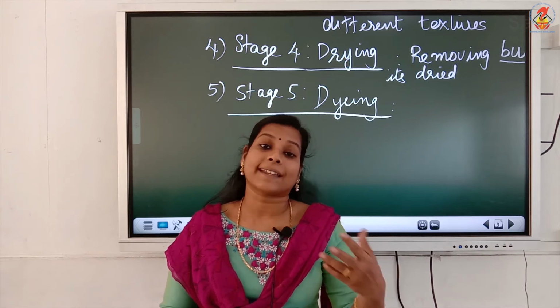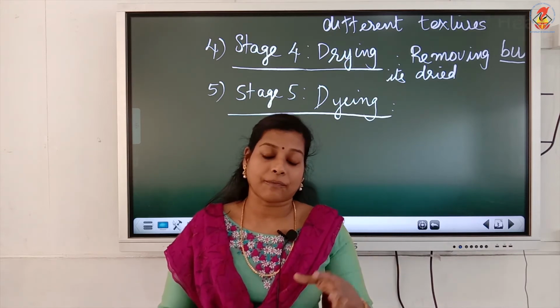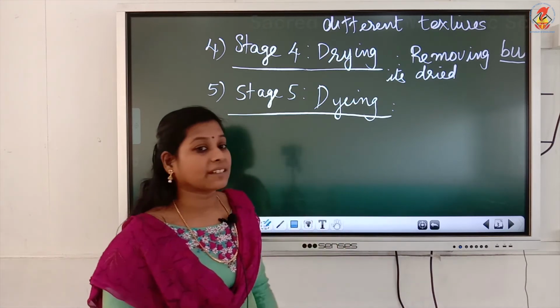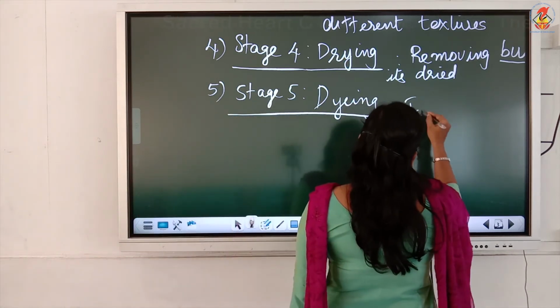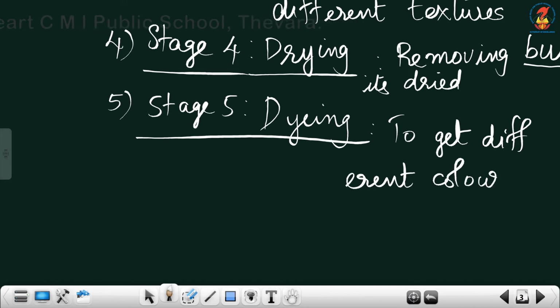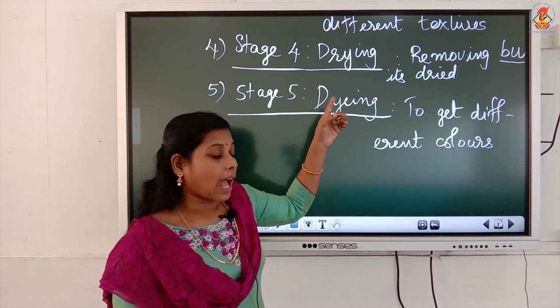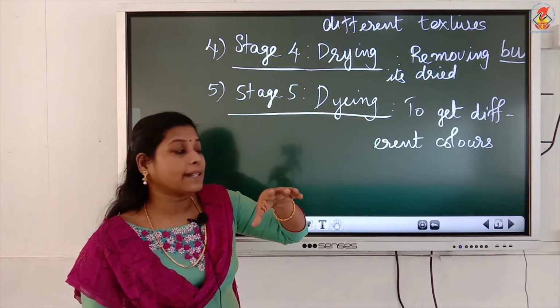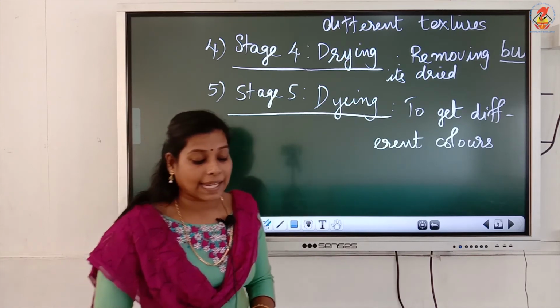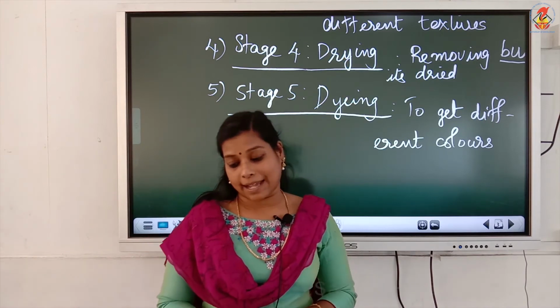We have to apply colors synthetically to those fibers, then only it will have different colors. So, that process is known as dyeing. Dyeing to get different colors. So, in the fifth stage, after drying, we take the hairs and they are dyed, given different colors, and that is the fifth stage, dyeing.